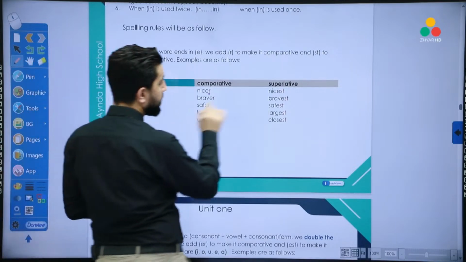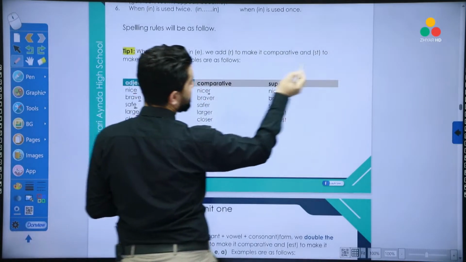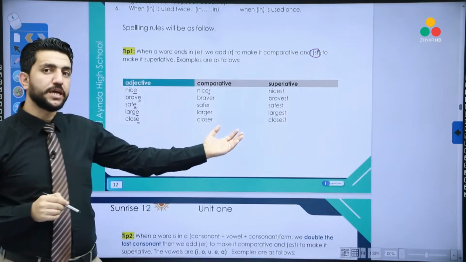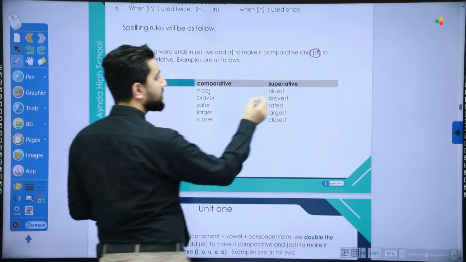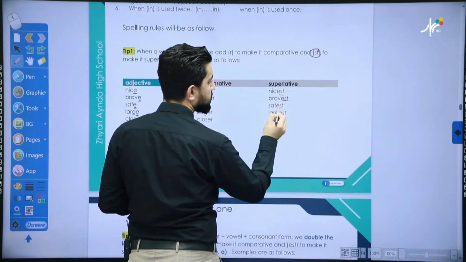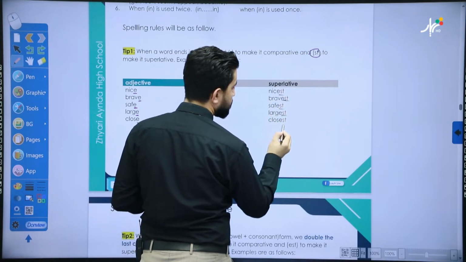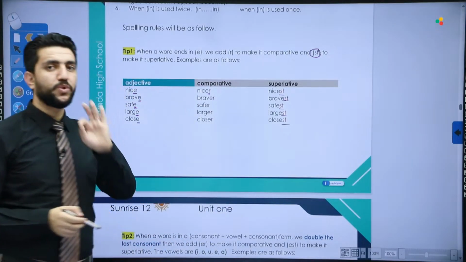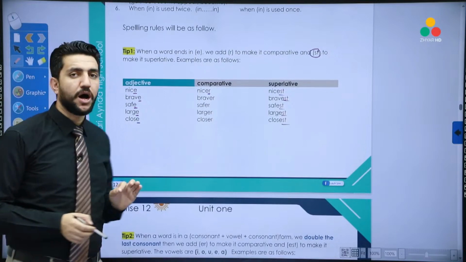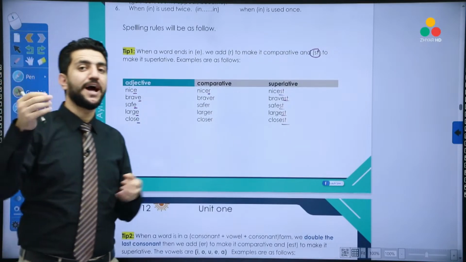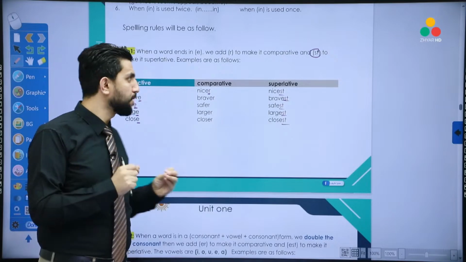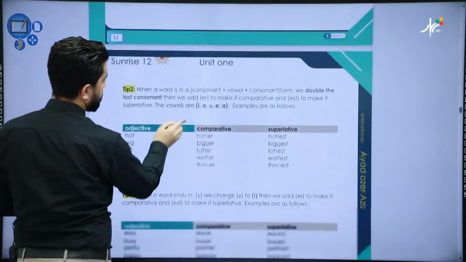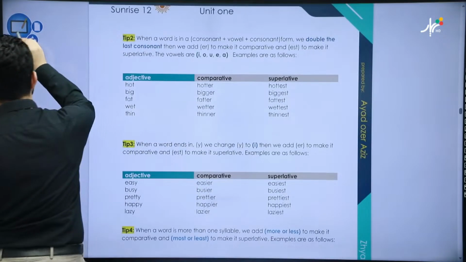Okay. And then here, we add ST, as we said. Take this note, it is important. We add ST here. So for example, we say nicest, bravest, safest, largest, closest. Okay? We use it this way. When we have E ending, we just add R to make it comparative and add ST to make it superlative. Okay? This is tip number 1. Tip number 2.